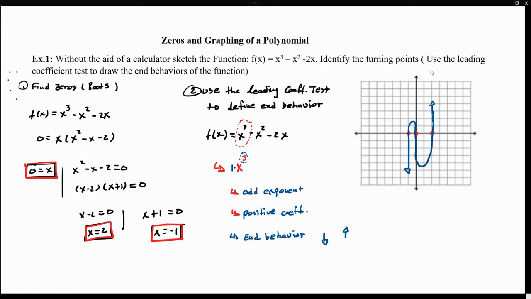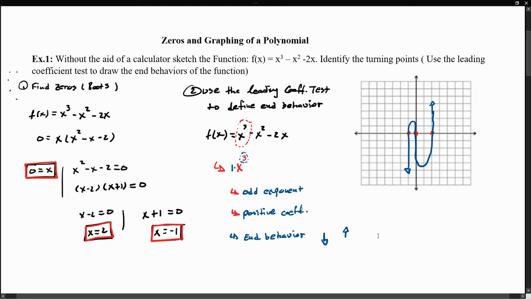And now this is a good sketch of the polynomial x cubed minus x squared minus 2x. It fits the description that was given to us by the leading coefficient test, and that is that my end behavior is going down on the left and up on the right. And also my function passes through the zeros, or the roots, which were defined as -1, 0, and +2.